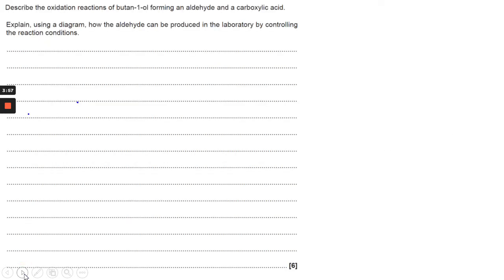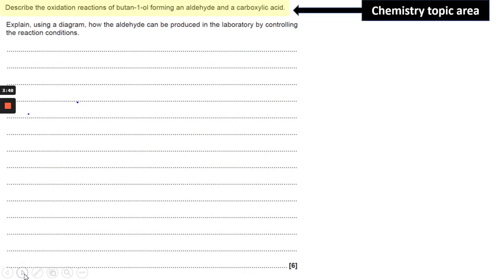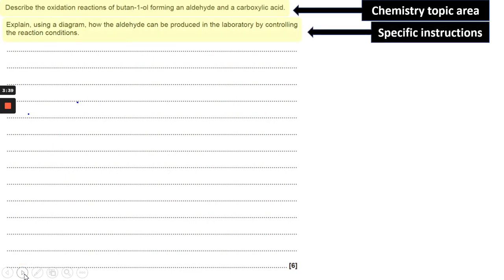So this one asks you to describe the oxidation reactions of butan-1-ol to form an aldehyde and a carboxylic acid. So that part is the chemistry topic area, is obviously oxidation of alcohols. Then the second sentence tells you what to do. So it says, explain using a diagram how the aldehyde can be produced in a laboratory by controlling the reaction conditions. So just to sum up there, we've got to describe the oxidation reactions of butan-1-ol, including the formation of an aldehyde and a carboxylic acid.